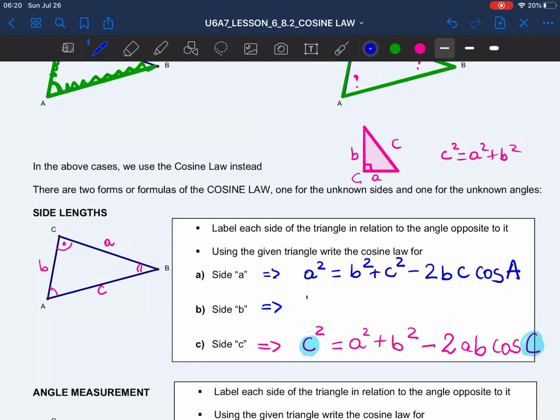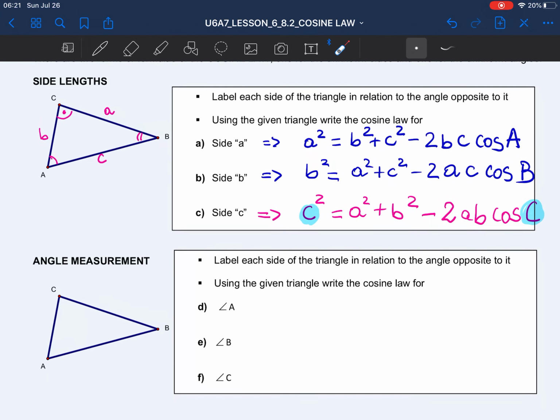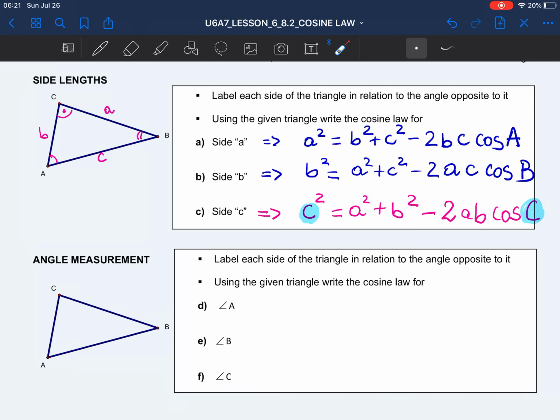If you want, you can try to write the cosine law for side B. And I'm going to continue here. B squared equals, again, the sum of the squares of the other two sides, so A squared plus C squared, minus twice the product of A and C, which are the two sides on the right side of the equation, and then times the cosine of the angle that is opposite to the side that you are trying to find, so cosine B. Now, we use the cosine law to find side lengths, and these are the side length formulas, all of them.